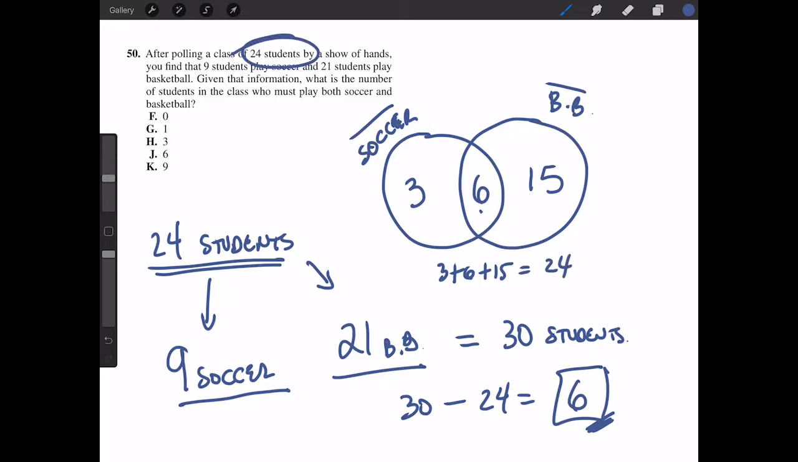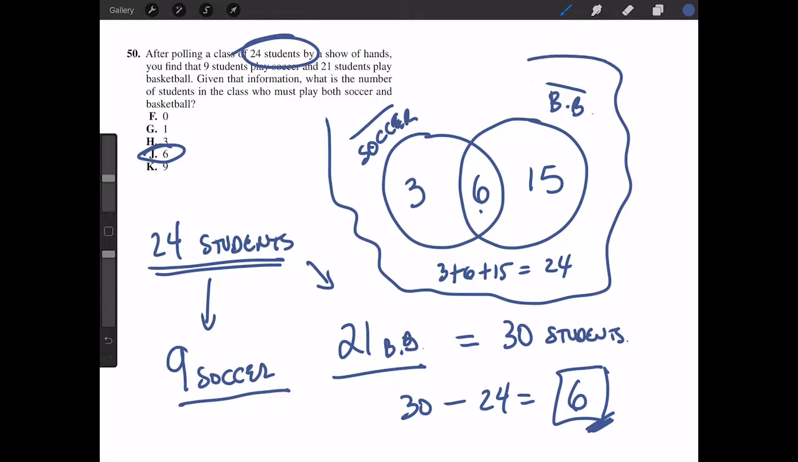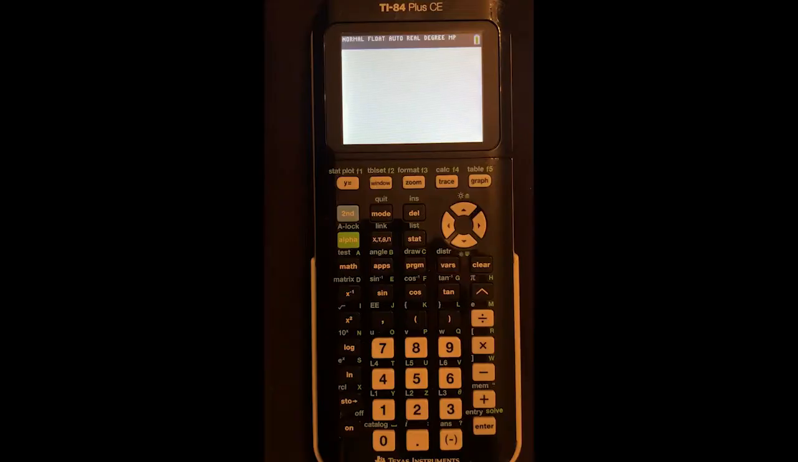Exactly the right number of students. So therefore, choice J is correct. Now this Venn diagram, although not necessarily needed for this prompt, could help you if the question had been posed differently. Problem 50 talks about polling 24 students.